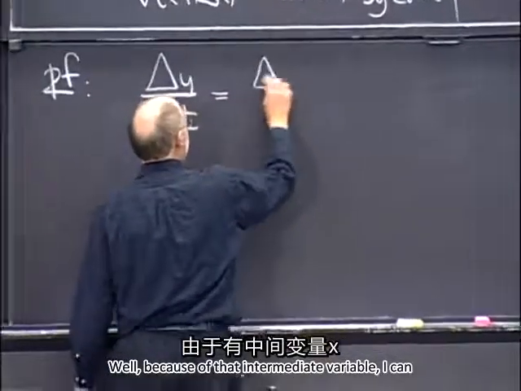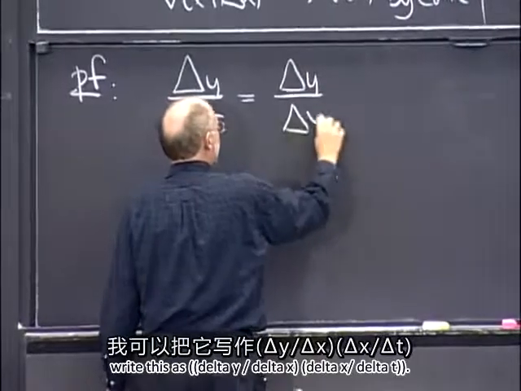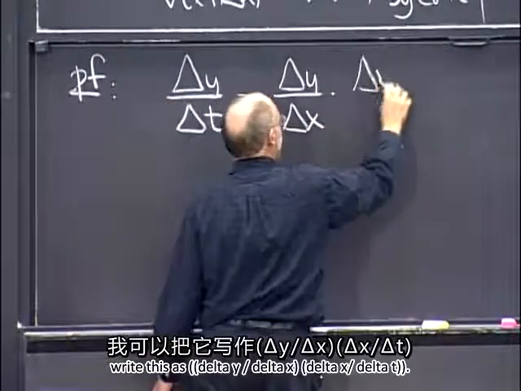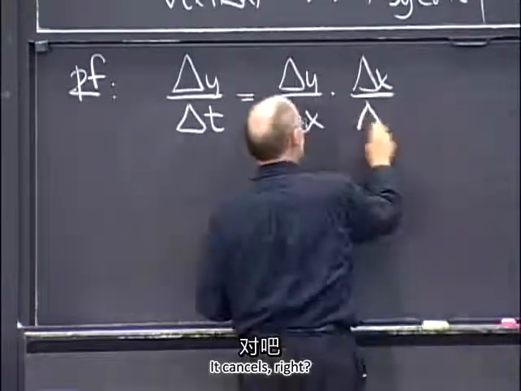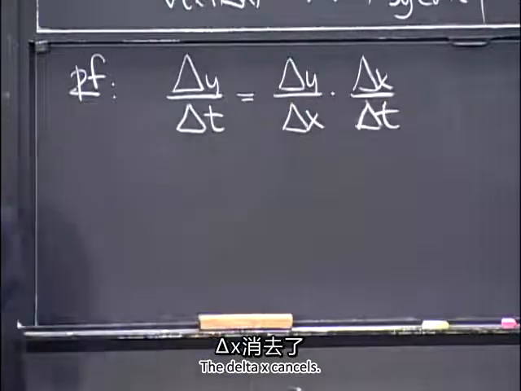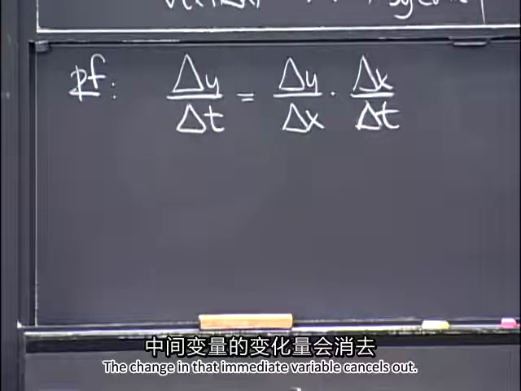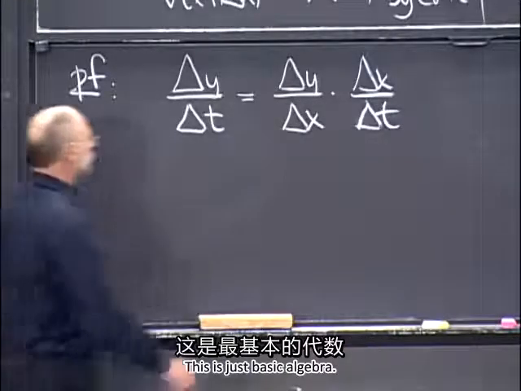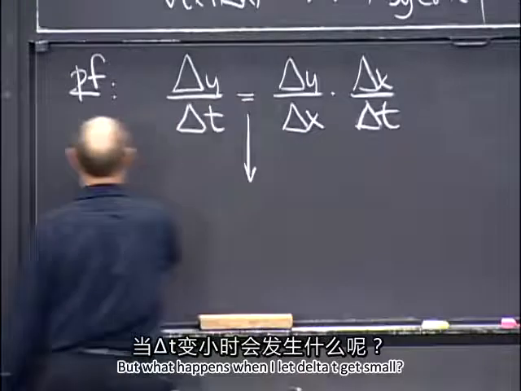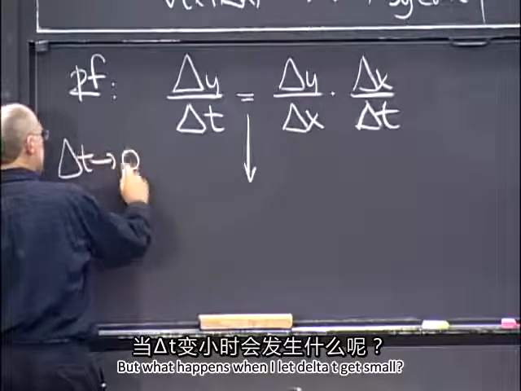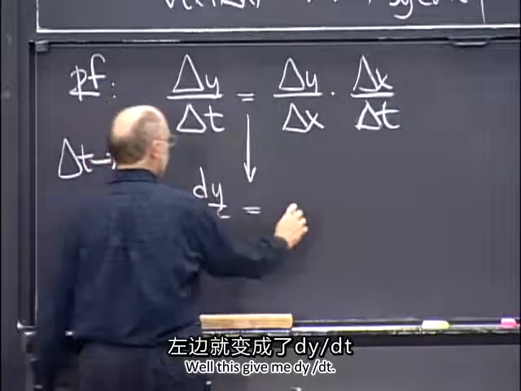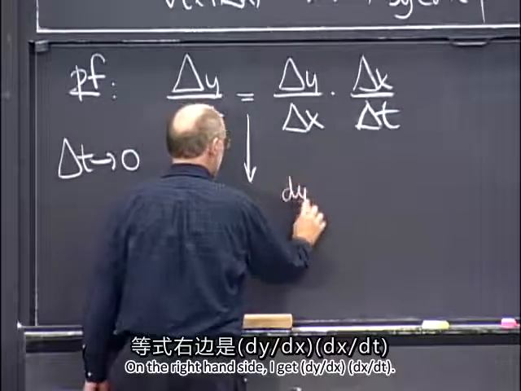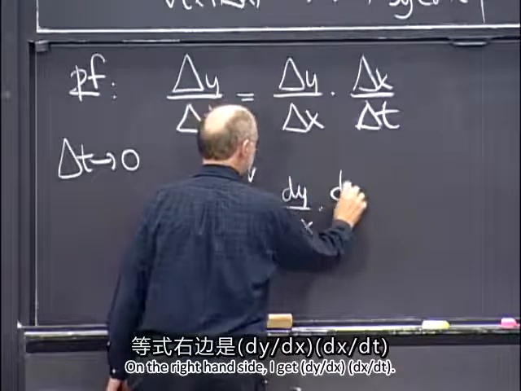Because of that intermediate variable, I can write this as delta y divided by delta x times delta x divided by delta t. It cancels, right? The delta x cancels. The change in that intermediate variable cancels out. This is just basic algebra. But what happens when I let delta t get small? Well, this gives me dy/dt, and on the right-hand side, I get dy/dx times dx/dt.